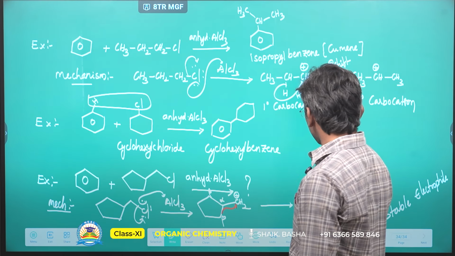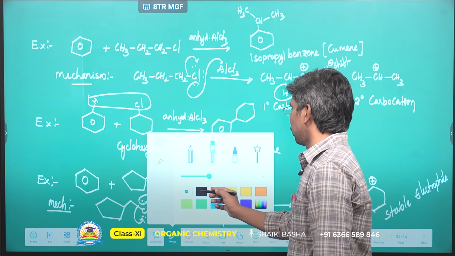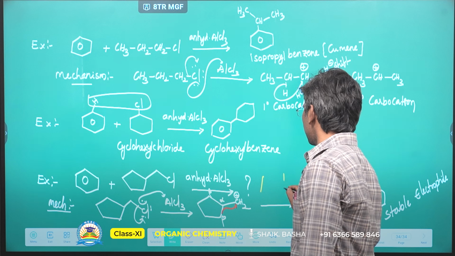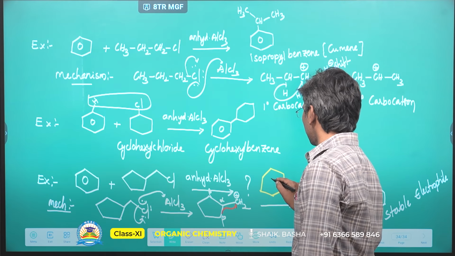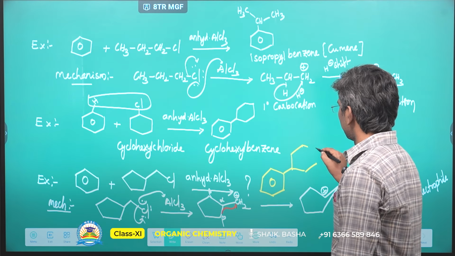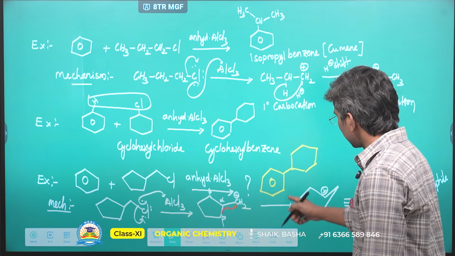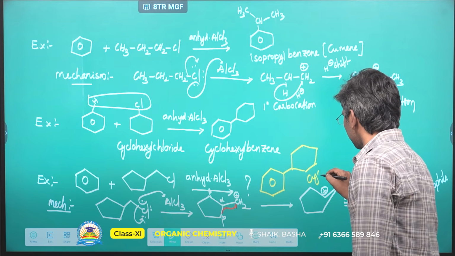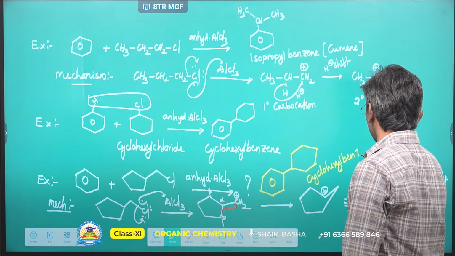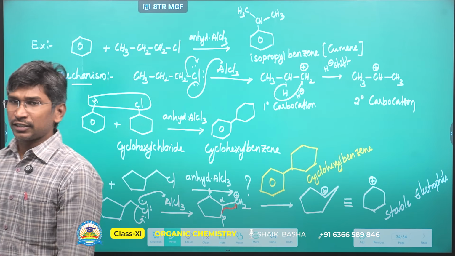So now what is the product here? Stable electrophile can react with whom? Benzene ring. Stable electrophile can react with benzene ring. So what is the product here? Benzene is connected to cyclohexyl carbocation. Cyclohexyl benzene. This is acting as cyclohexyl group, connected to benzene, cyclohexyl benzene. Done. So not only this, so many examples we can explain.